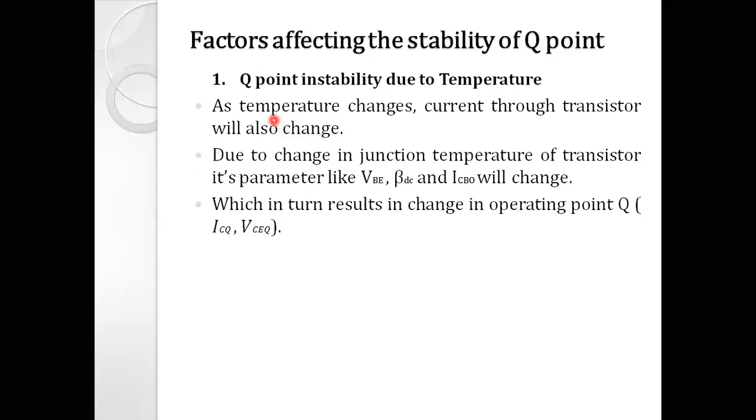So that is written over here. As temperature changes, the current through the transistor will also change. Due to the change in the junction temperature, that is the base-emitter and the emitter-collector junction of the transistor, its parameters like the voltage between the base-emitter junction, beta DC, that is the current gain, and the ICBO, that is the leakage current, will change. And finally, because of that, there is a change in the operating point, right?